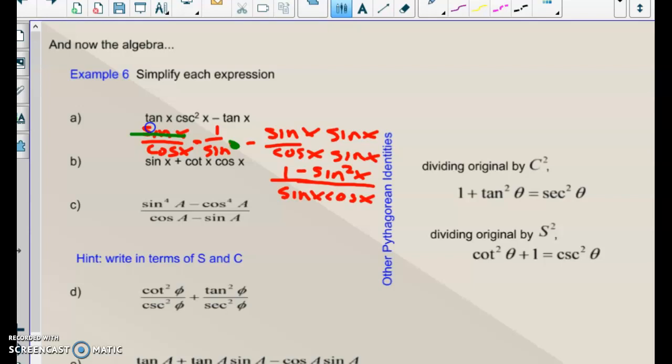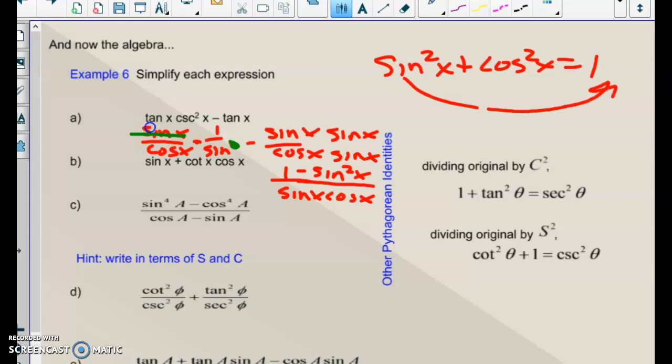Well, we know that if we take our sine squared plus cosine squared equals 1, I can subtract sine squared from both sides, so 1 minus the sine squared is equal to the cosine squared. And doing that substitution and then simplifying, I get cosine over sine, and we know that the cosine over sine is the cotangent. So my answer is cotangent.